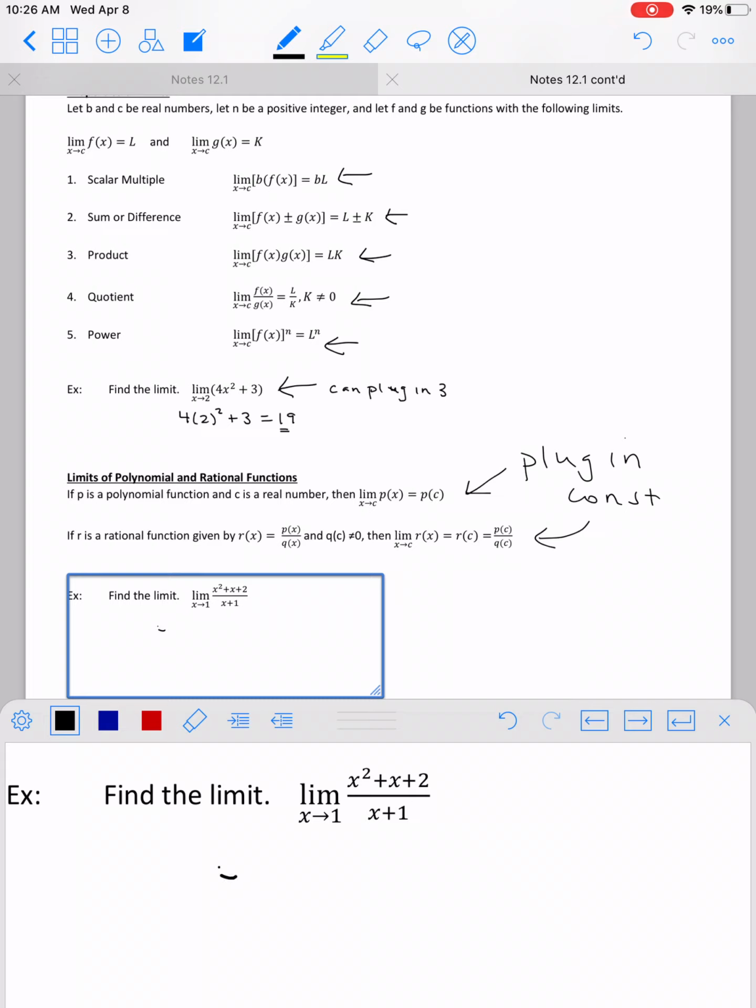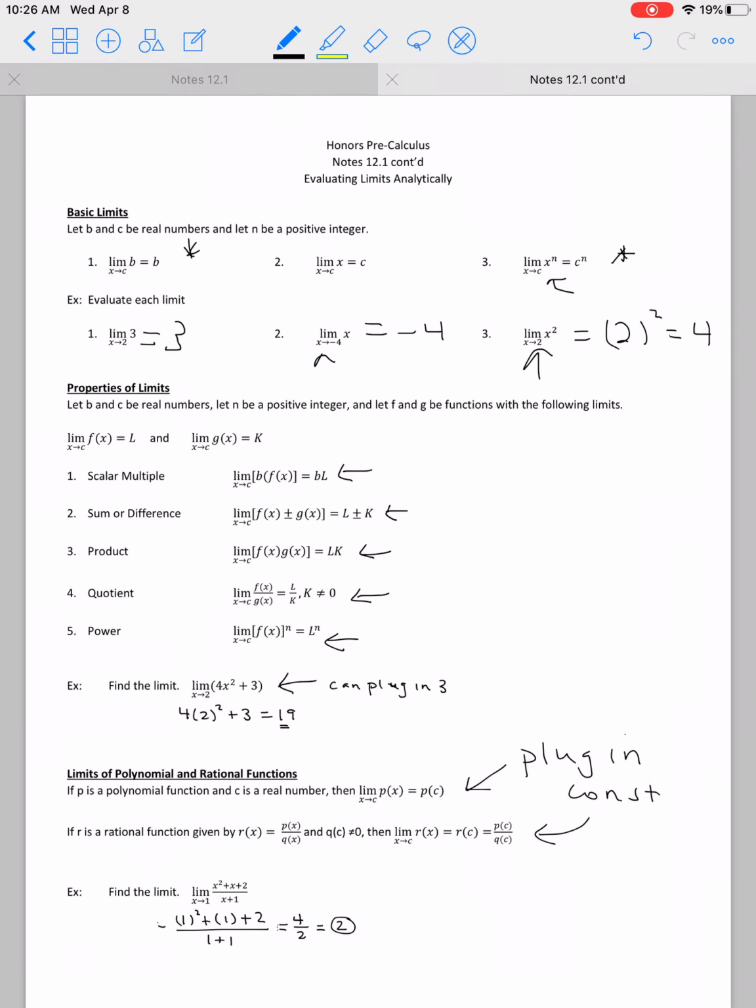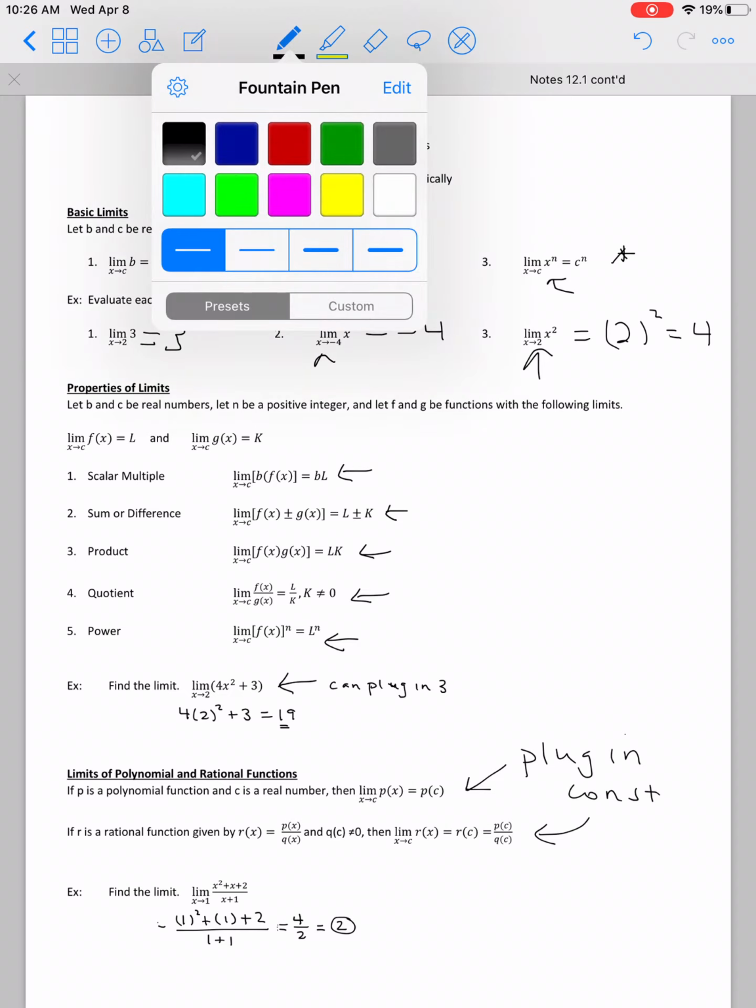So that's going to look like this: 1 squared plus 1 plus 2 all over 1 plus 1. Everywhere I saw an x, I plugged in the constant. That's a 4 over 2, and so my limit would be a 2. And again, because I was able to plug it in, that would be the y coordinate of the point on the graph.